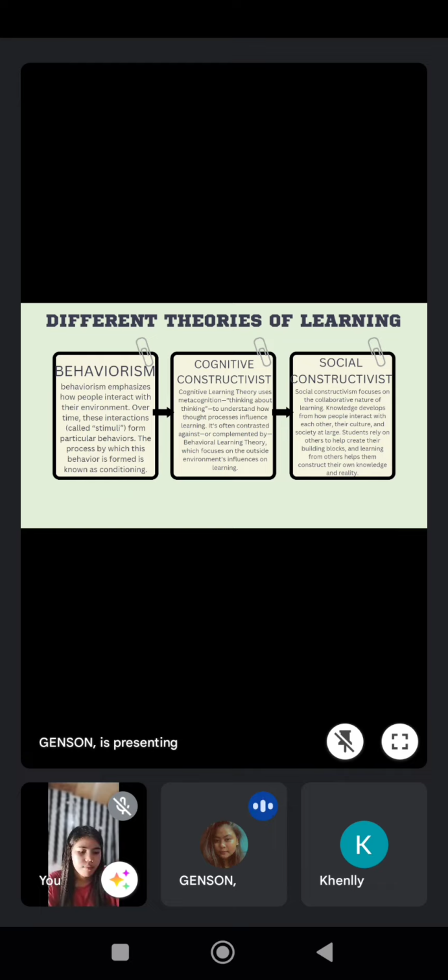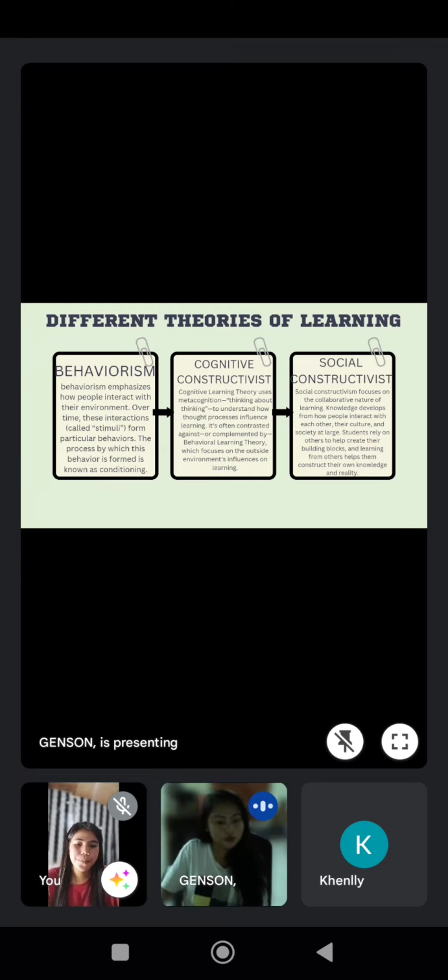So let's proceed to social constructivism. Social constructivism focuses on the collaborative nature of learning. Knowledge develops from how people interact with each other, their culture, and society at large. Students rely on others to help create their building blocks, and learning from others helps them construct their own knowledge and reality. Social constructivism consists of two: social and cultural constructivism.